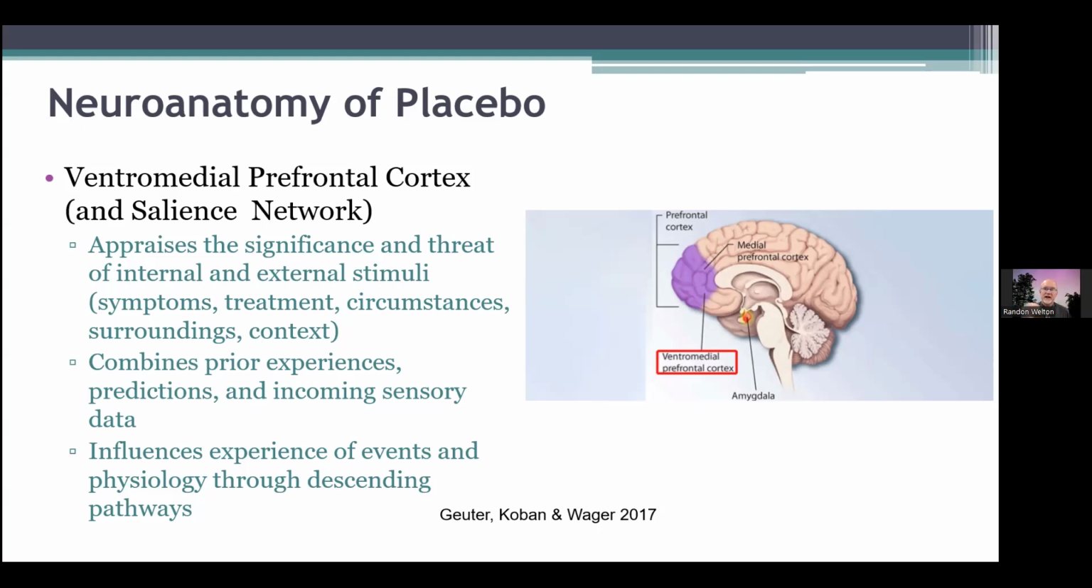Is this good? Am I expecting something bad? Am I expecting something good? It combines prior experiences, predictions with incoming sensory data, and then influences the experience by descending pathways. So it's actually changing the brain's response based on these perceptions, these anticipations, these expectations. So again, real physical responses.